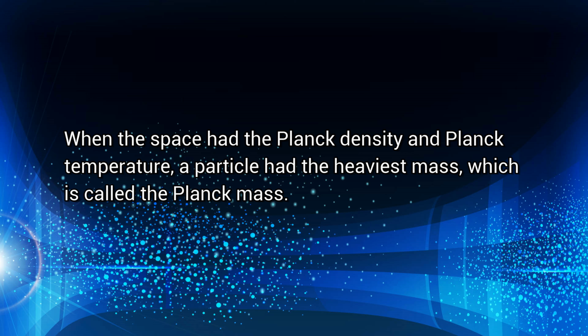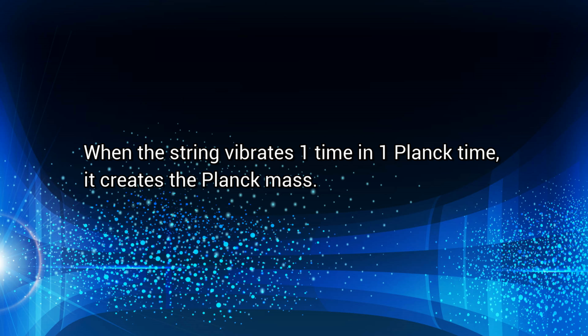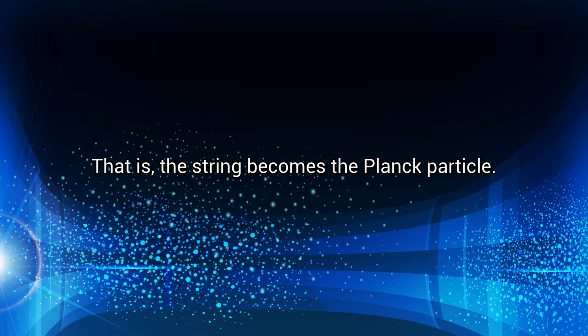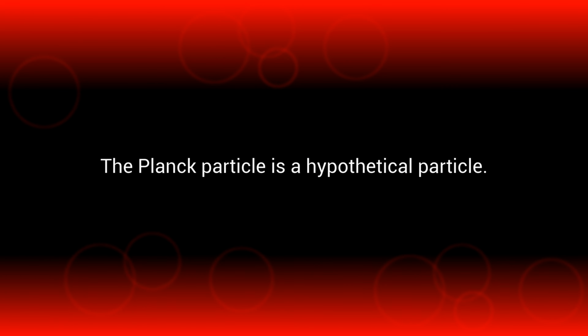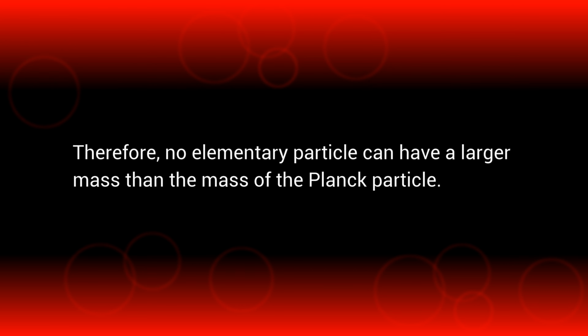When the space had the Planck density and Planck temperature, a particle had the heaviest mass, which is called the Planck mass. This heaviest particle is called the Planck particle. When the string vibrates one time in 1 Planck time, it creates the Planck mass. That is, the string becomes the Planck particle. The Planck particle is a hypothetical particle. Because the Planck particle has the heaviest mass, it becomes a tiny black hole and disappears instantaneously by radiating its energy, called Hawking radiation. Therefore, no elementary particle can have a larger mass than the mass of the Planck particle.